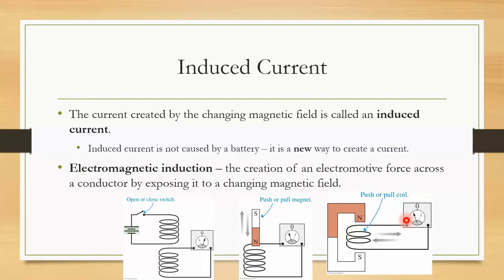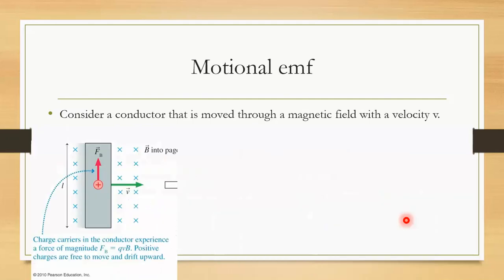Electromagnetic induction is when we create an EMF or electromotive force across a conductor by exposing it to a changing magnetic field. So let's consider a conductor. It's going to be a length L, and we have a magnetic field, and you can see it's going into the page. We're going to move this conductor along the velocity vector to the right, and we're going to see what happens in the magnetic field.